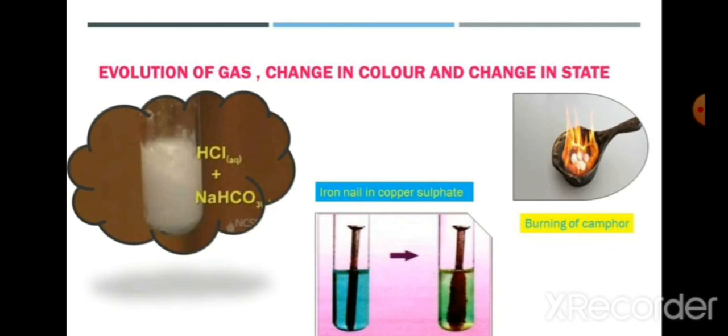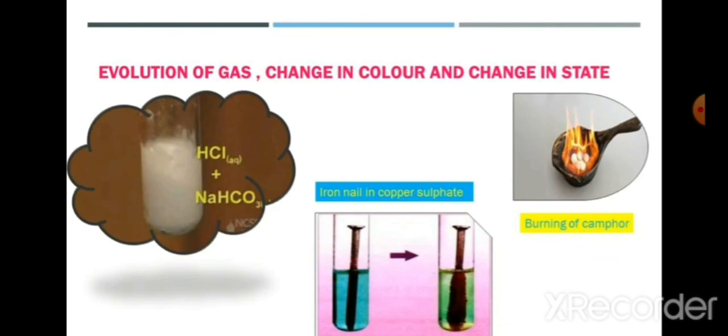Next, change in state. Take a small ice cube and place it on a plate. What happens after some time? Ice melts into water, isn't it? Here, solid ice cubes change into liquid water. Like this, in certain chemical reactions, change of state is observed.